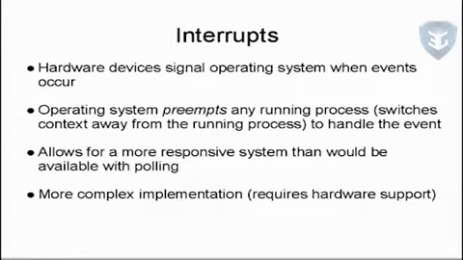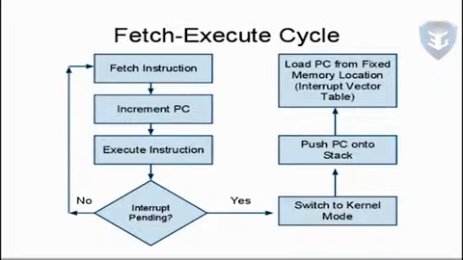However, this does require a more complex implementation, and that implementation complexity begins at the hardware level. Specifically, within the CPU, we need to have a mechanism for checking and responding to interrupts. And this mechanism is implemented as part of the CPU's fetch-execute cycle. In the process of fetch-execute, the CPU is going to fetch an instruction from memory, increment the program counter, and execute that instruction. But instead of simply going back to the next fetch, the CPU actually has to have additional hardware to check to see if an interrupt event is pending.